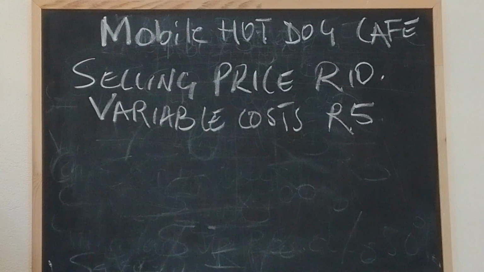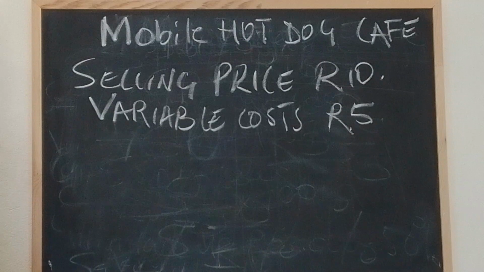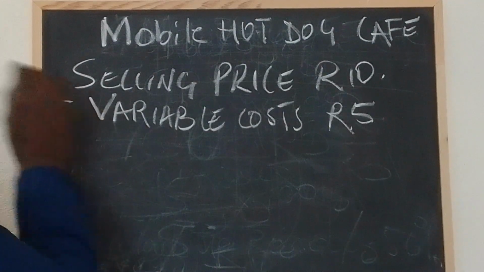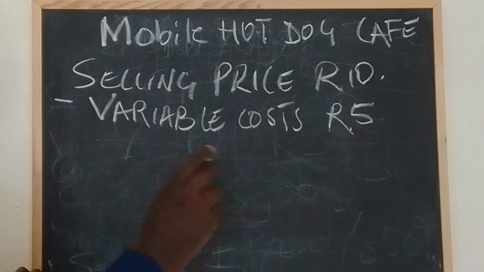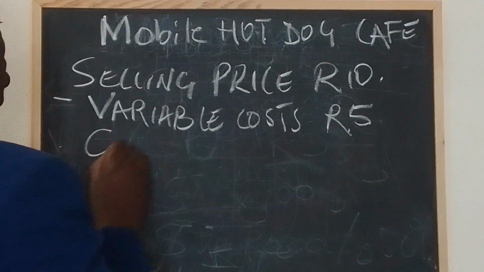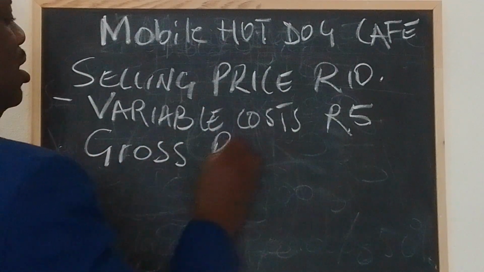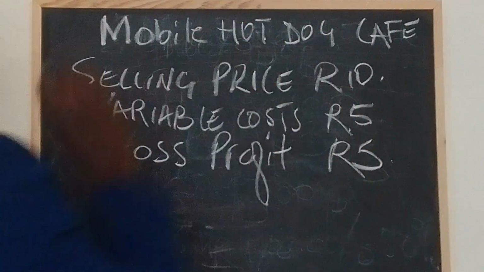Now, let me ask. It costs you 5 rands to make each hot dog, and then you are selling the one hot dog for 10 rands. What is your gross profit? Yes? 5 rand. Your gross profit is 5 rands. How did you get it? Our formula for calculating the gross profit is selling price minus variable cost per unit. Selling price per unit minus variable cost per unit. So your gross profit per unit is 5 rands.